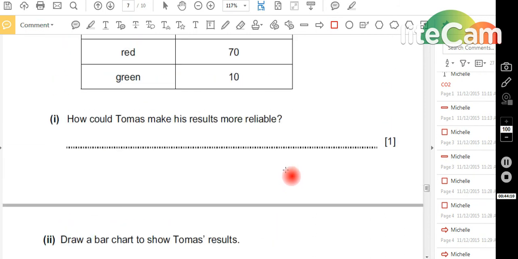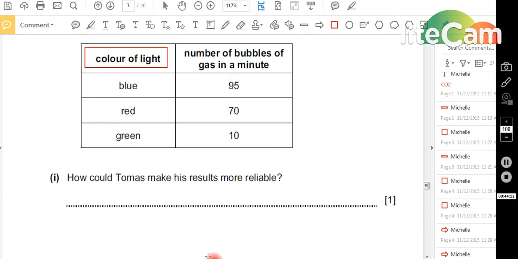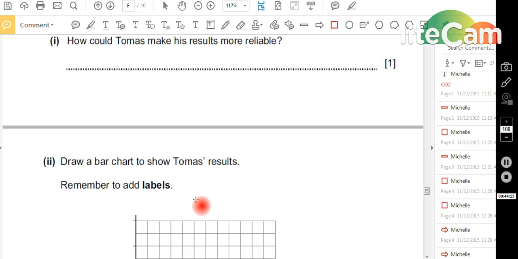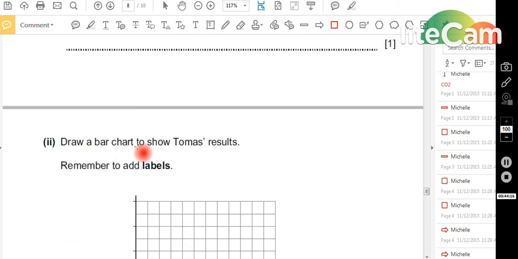Okay. Does that make sense to you all? Yes. Okay, draw a bar chart to show Thomas's results. So you're very lucky here because they already tell you that it's a bar chart you need to draw. Lots of times they won't tell you what type of chart it is. They will just say draw a chart to show the results.